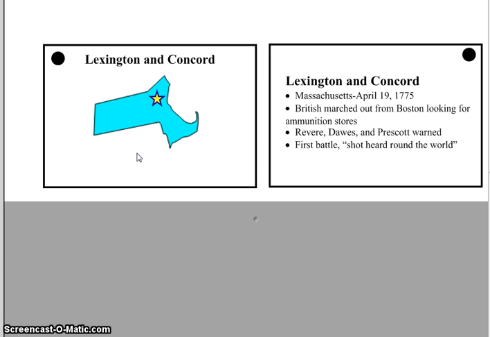If you're not sure which state goes with which battle, just double check. It should be right in the description, okay? Lexington and Concord took place, guess what? In Lexington and Concord in Massachusetts. So let's move on.